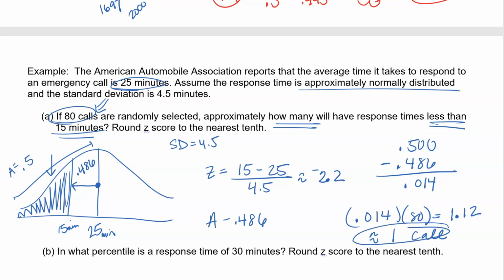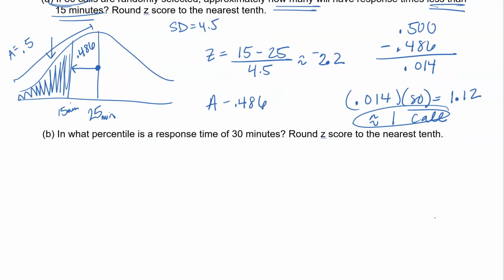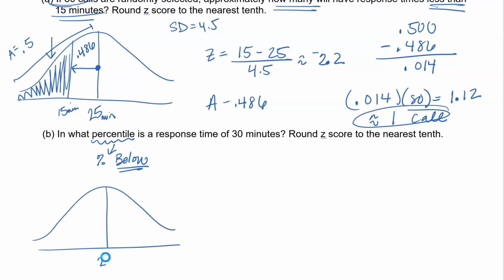Okay, so this next one asks about a percentile. So remember from module 9, we talked about percentiles. Percentile is just the percentage below a particular value. So let me just draw a picture here. We've got our mean response time of 25 minutes in the middle. In what percentile, or what's the percentage below, of a response time of 30 minutes?